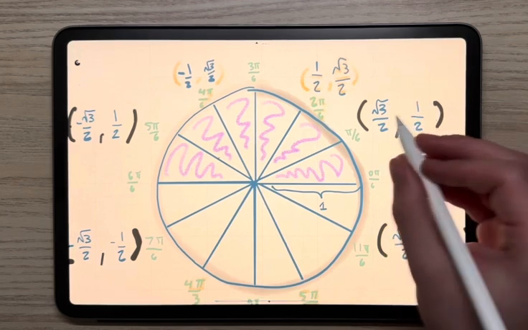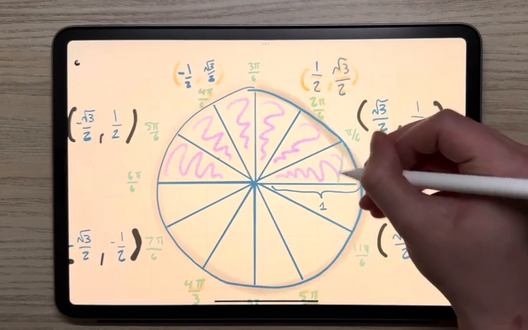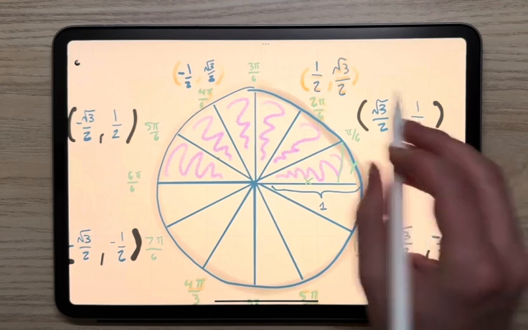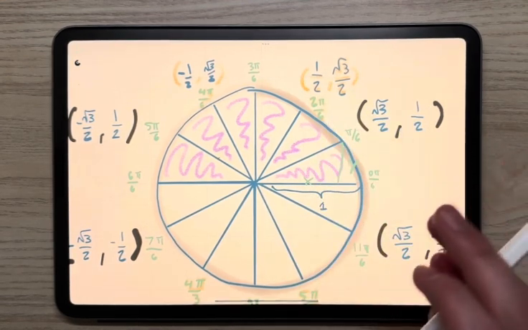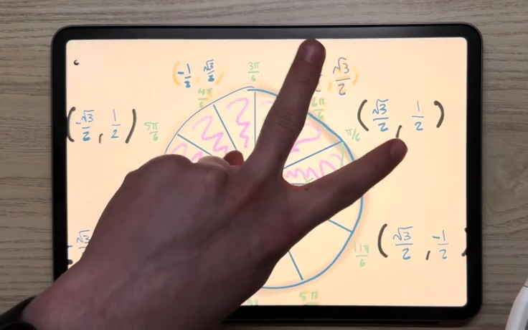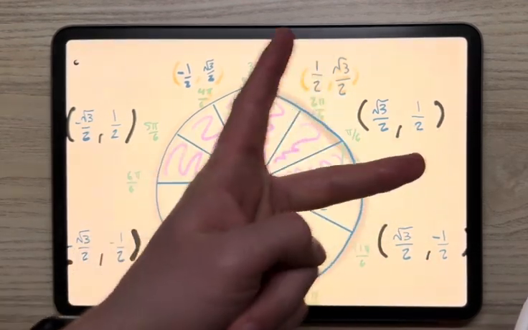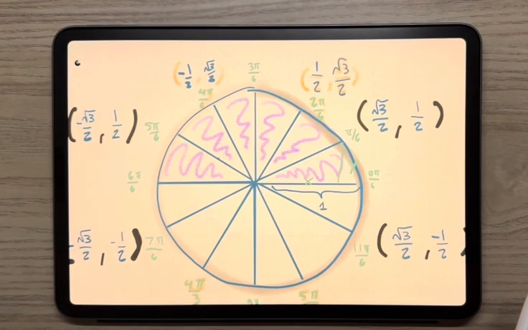Now the values for these coordinates right here, the x and the y, look just like the values for pi over 3, but they're just flip-flopped. And the reason why is because these two values were flip-flopped like that, and they are.